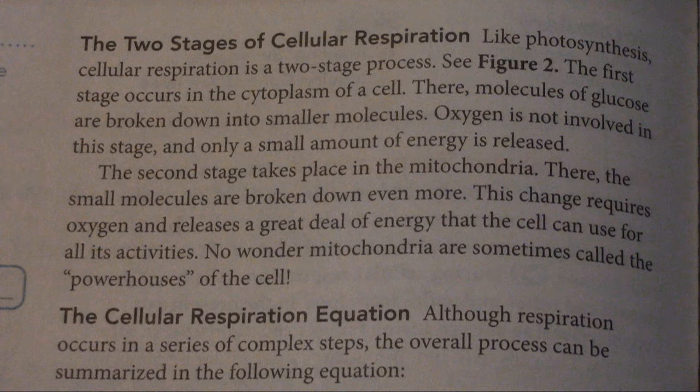The two stages of cellular respiration. Like photosynthesis, cellular respiration is a two-stage process. See Figure 2. The first stage occurs in the cytoplasm of a cell. There, molecules of glucose are broken down into smaller molecules. Oxygen is not involved in this stage, and only a small amount of energy is released.